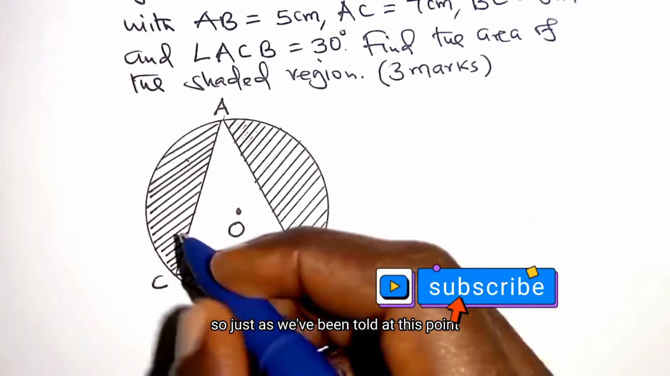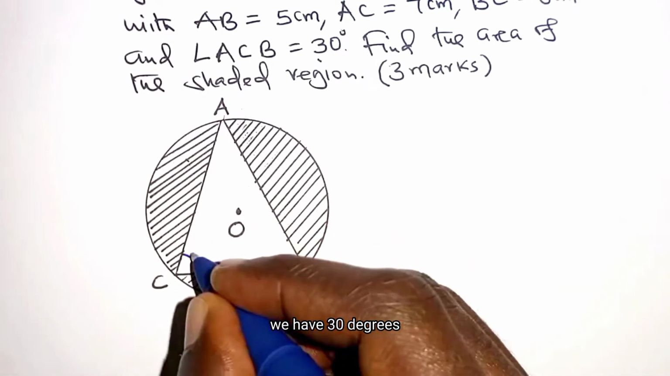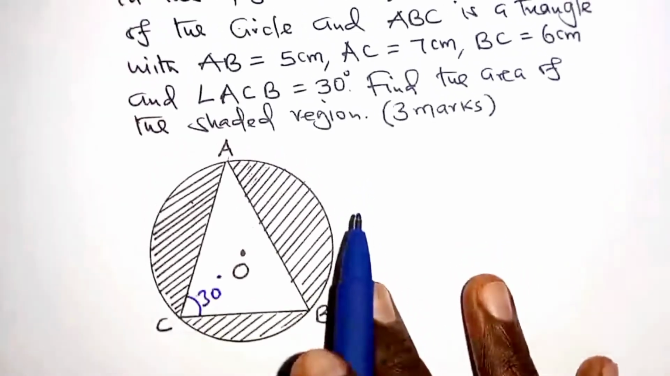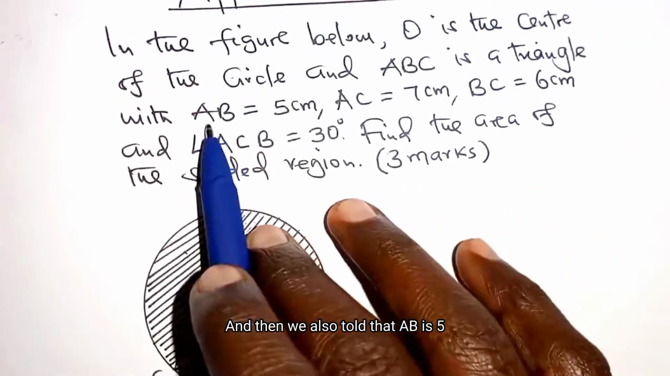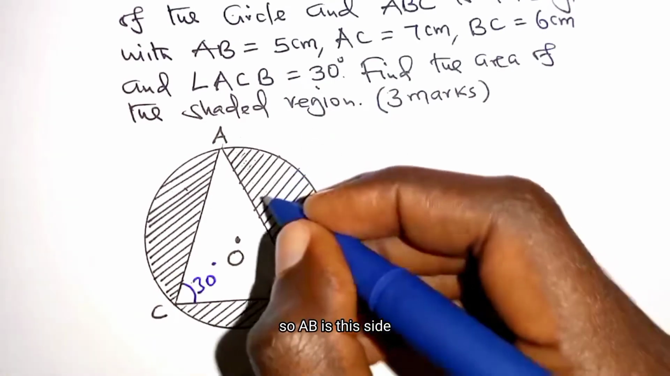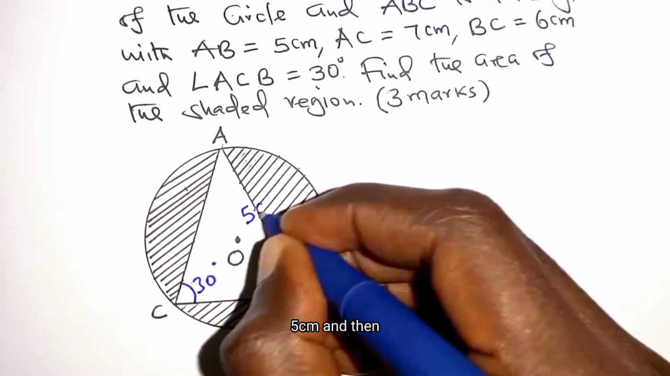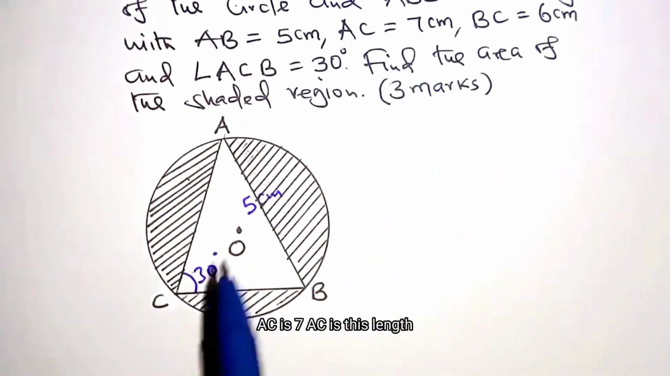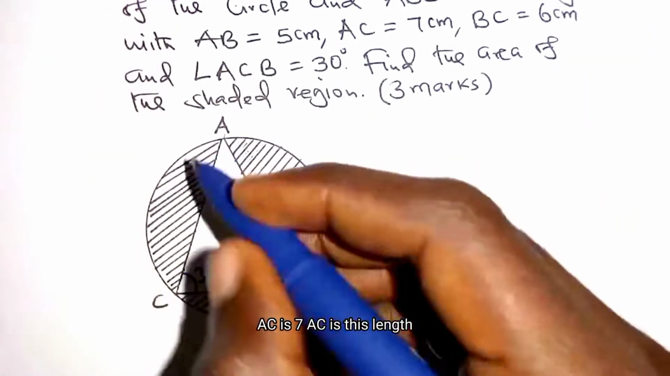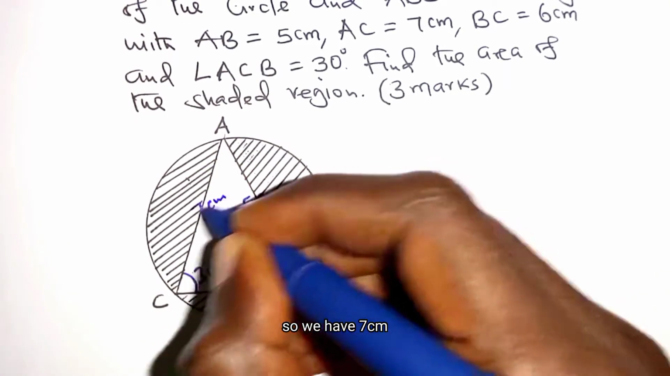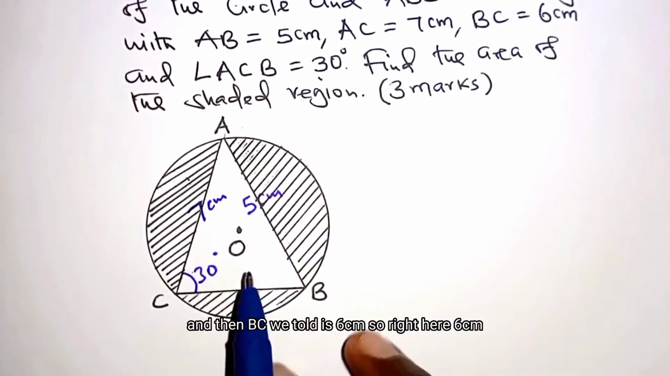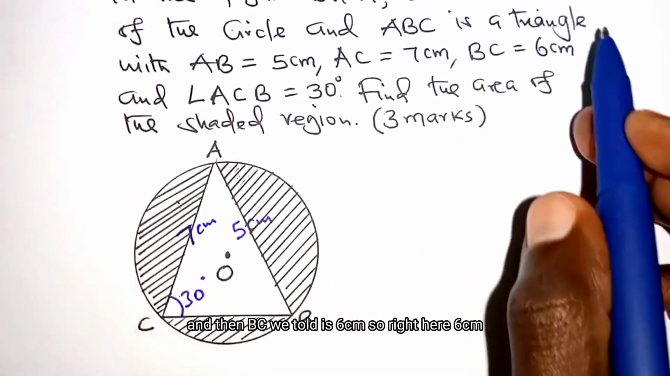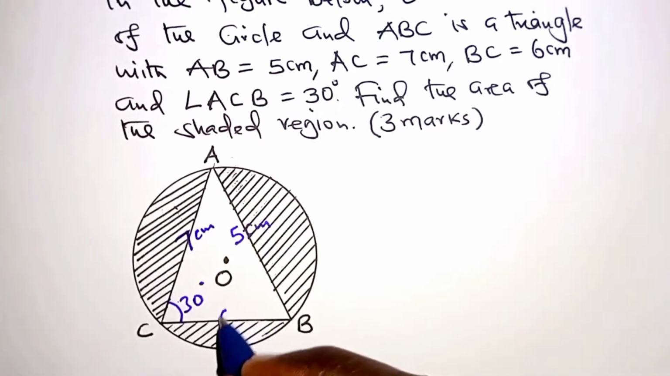So just as we've been told, at this point we have 30 degrees, that is angle ACB. And then we're also told that AB is 5, so AB is this side, 5 centimeters. And then AC is 7, AC is this length here, so we have 7 centimeters. And then BC, we're told, is 6 centimeters. So right here, 6 centimeters.